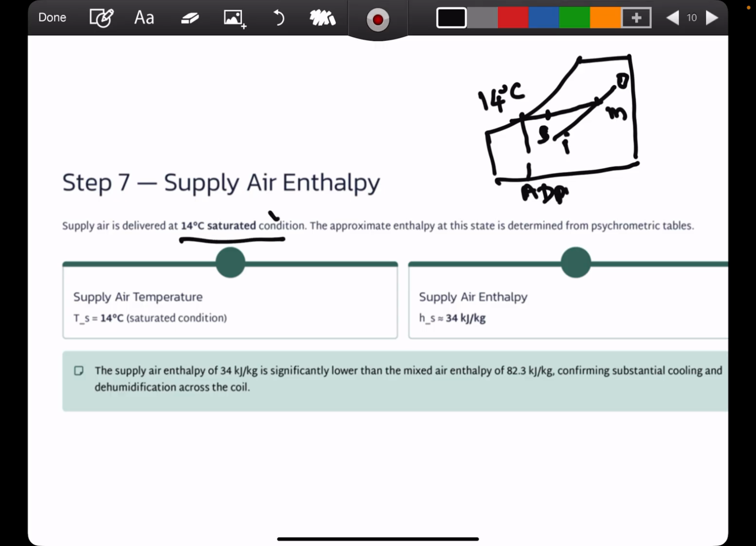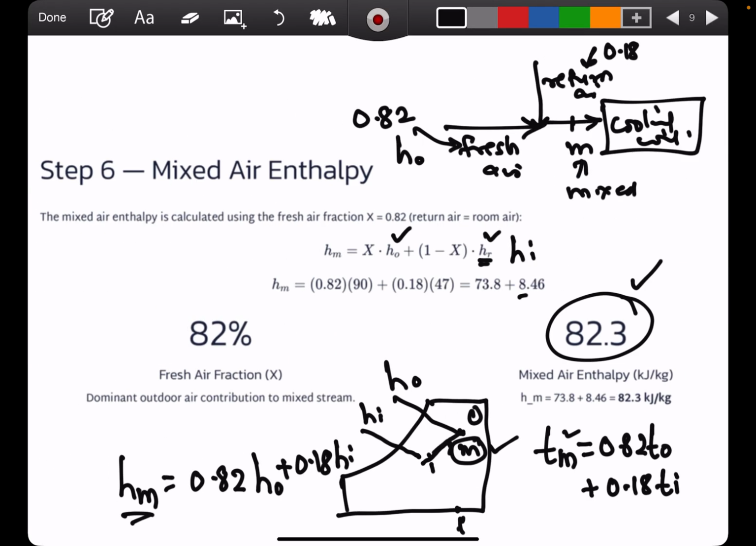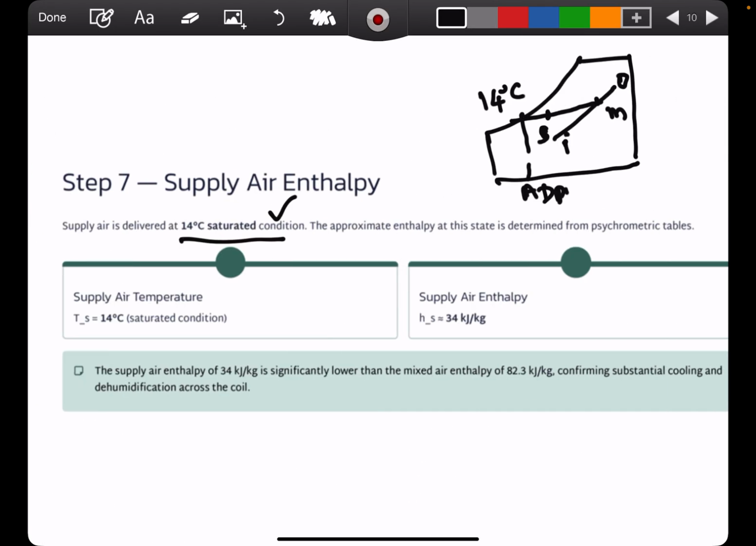You are basically having the enthalpy from the psychrometric chart at this point, which is 82.3. If you take 82.3 and the enthalpy, you would get the supply air enthalpy as 34 kilojoules per kg. So how do you get that? You can just read this value at 14 degrees centigrade ADP as 34 kilojoules per kg.